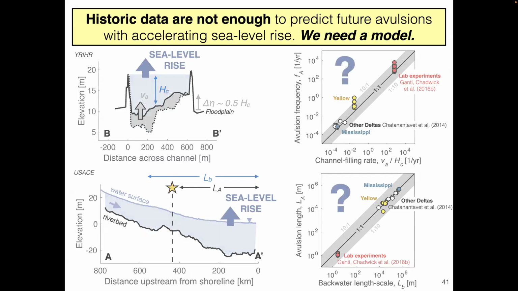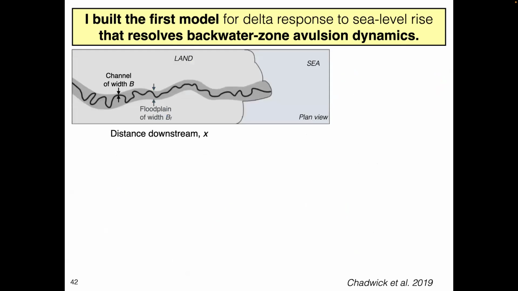But it's kind of tricky when we think about the future, and that's because with accelerating sea level rise, a lot of these data are based on deltas that did not have accelerating sea level rise, which we know backwater effects are driven by, in part, by sea level. So we basically need to understand the mechanics, the physics of this, and modeling is a great way to do that. We want to be able to predict these going forward. So we built this model for delta response to sea level rise that really resolves these backwater zone avulsion dynamics.